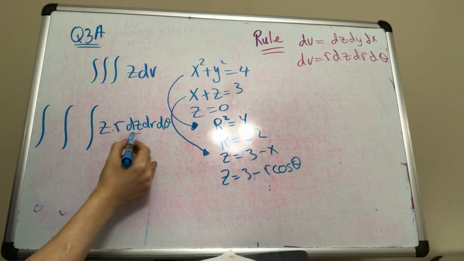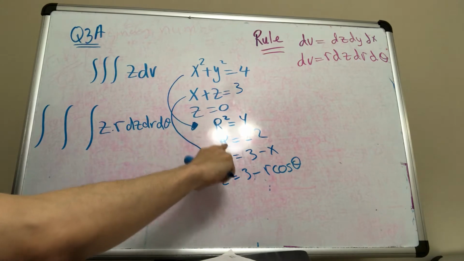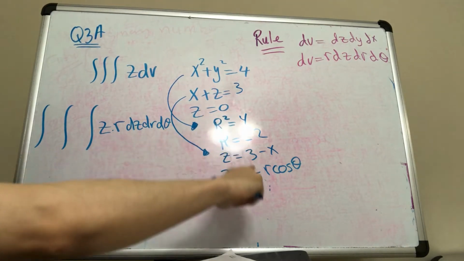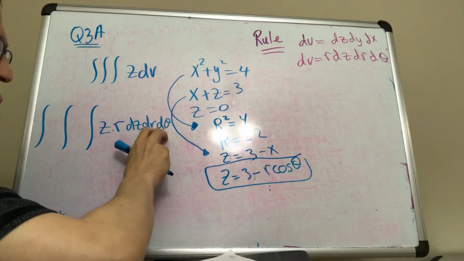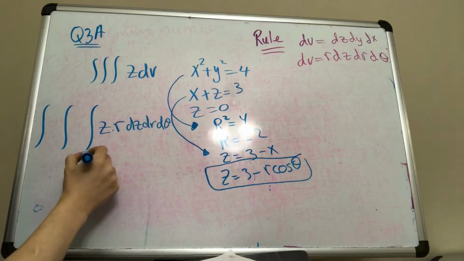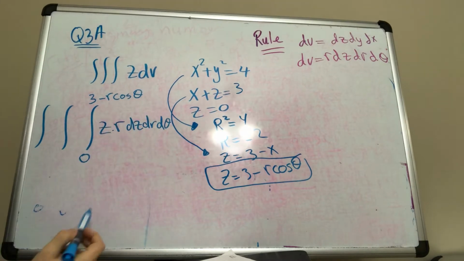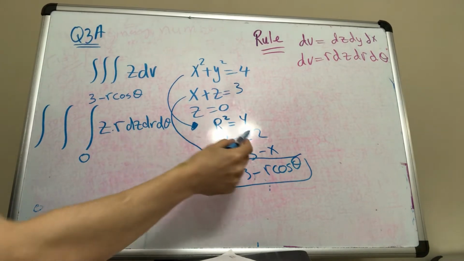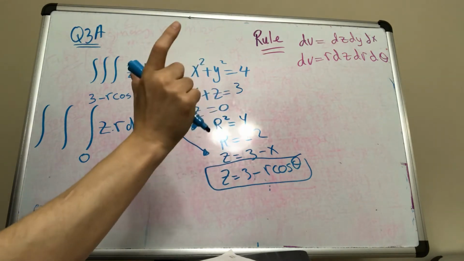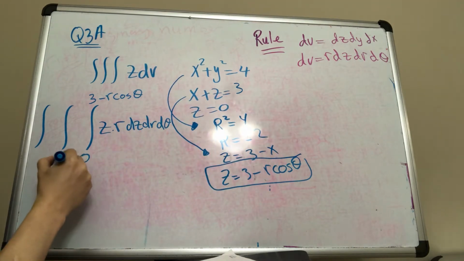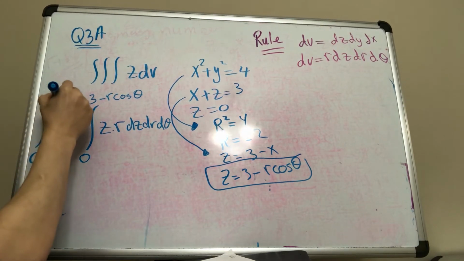Now, according to this, the first limits of the integral should be the z. And the limits for z, as you see, are 0 and this. This would be one limit, because it has to be in terms of the other two, and the other one 0. So 0 and 3 minus r cosine theta. The other limit is radius. And since the radius is 2, or minus 2, it goes from 0 to 2. And theta, we usually go a complete circle.